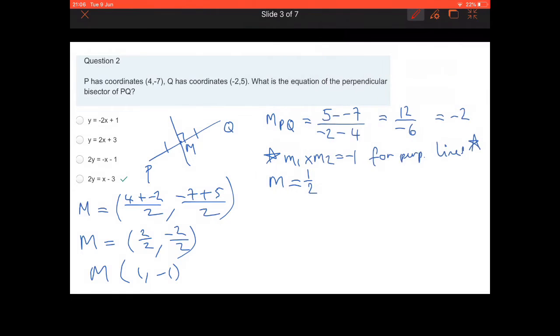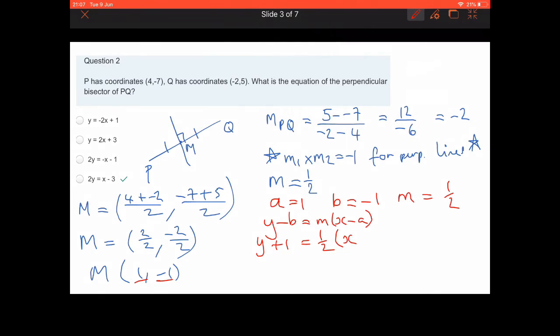So at this point I like to write down all the things that I'm going to put into the formula. y minus b equals m brackets x minus a. So a and b are the x and y coordinates of our point that lies on the line. So a is going to be 1 and b is going to be -1. And m is our gradient, which is 1/2. So if we write out the equation of our straight line and we substitute these things in, y minus -1 would be y + 1 equals m, which is 1/2, brackets x minus a, so it's x - 1.